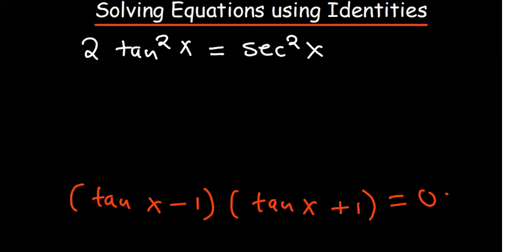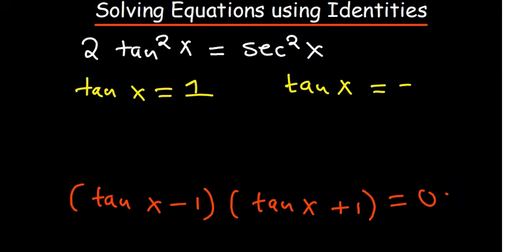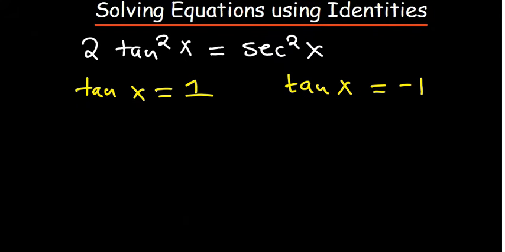The first one says tan of x is equal to 1. The other one says tan of x is equal to negative 1. I'm just getting them and equating them to 0. So these are the two equations that we have. Now if you go back to identities, do you remember any identity that had given us tan being equal to 1? Any identity that you're able to remember in that form?